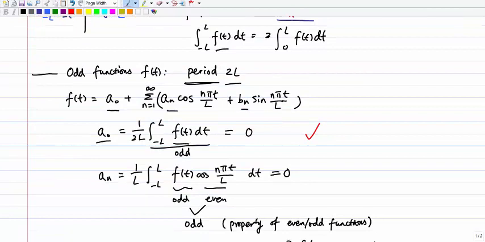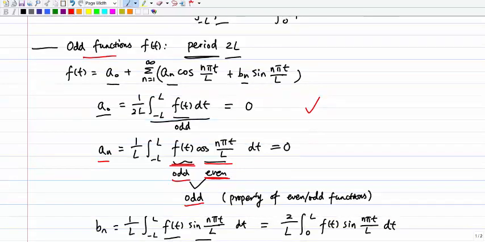How about an? an is 1 over L times the integration from negative L to positive L of f(t) times cosine of n pi t over L. First of all, f(t) is an odd function, as I assumed, and cosine of n pi t over L is an even function. According to the property of even and odd functions I mentioned in the previous video, odd times even is still an odd function. So the integration will still be 0. an is still 0.